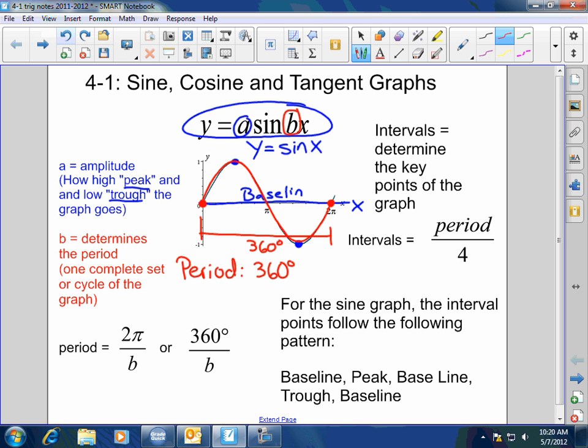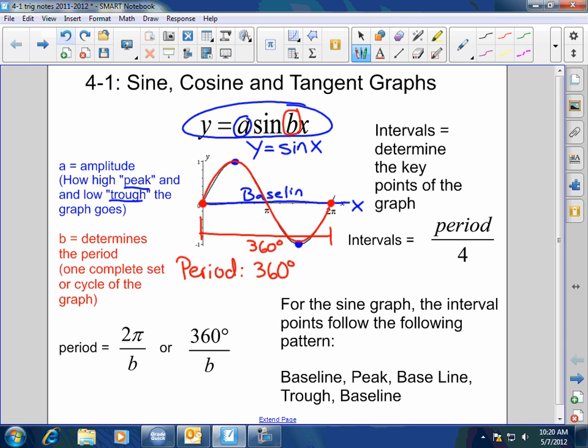But the B is going to help determine the period. The full entire length is going to be 360 degrees, but it does not necessarily have to go from 0 to 360. You could have a sine graph, for example, that started at -180 and ended at 180. Isn't the distance from start to finish here still 360 degrees? So the period will always be 360 degrees. What's going to differ here is the starting and the ending points.